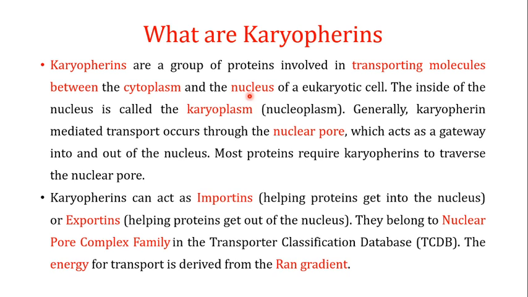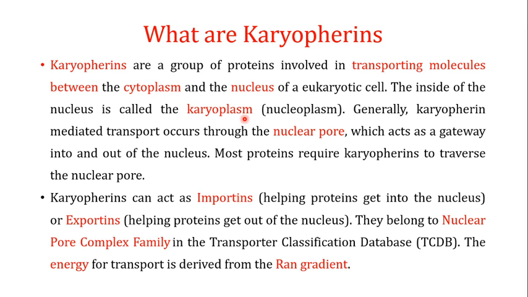When you talk about the eukaryotic cell, it has a well-defined nucleus, and material has to be transported between the cytoplasm and the nucleus. So you need a well-defined system for doing this particular function. The Karyopherins are responsible for this transportation mechanism in the eukaryotic cell. Why they are called Karyopherins: the inside of the nucleus is called the karyoplasm, and in this reference they are called Karyopherins.